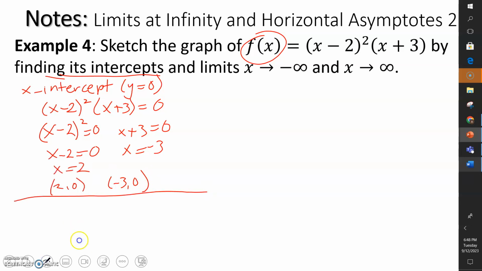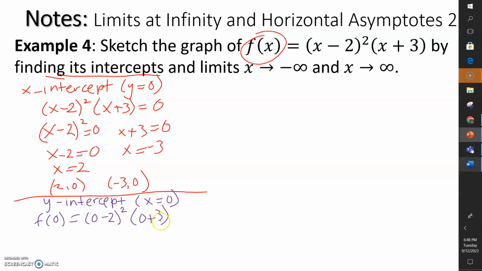Now we can find our y-intercept. We know that y-intercepts are found by looking at x = 0, so we'll plug in 0. f(0) is (0 − 2)² times (0 + 3). 0 minus 2 is negative 2. Negative 2 squared is 4, times 3, so 12. So we have a y-intercept at (0, 12).